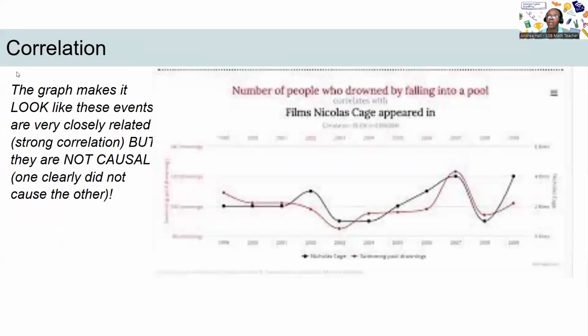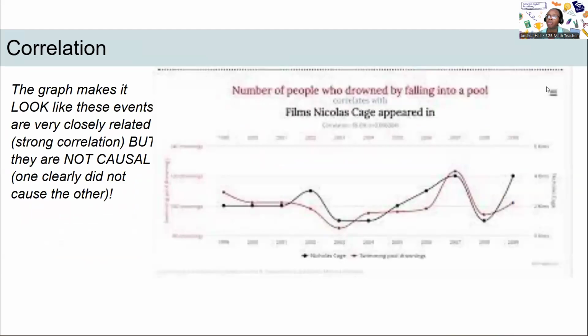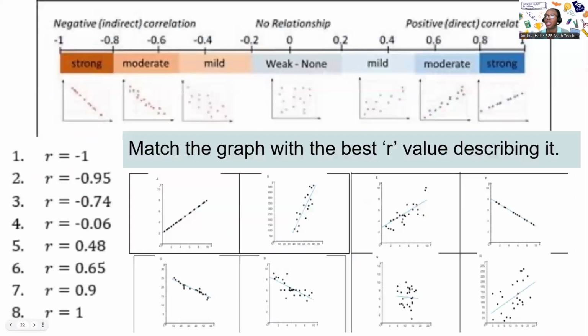All right. Again, the graph makes it look like these events are closely related, a strong correlation, but they are not causal. One clearly did not influence the other. And this is the number of people who drowned by falling into the pool and the films Nicolas Cage appeared in. Okay, that's weird. The number of people who drowned in the pool is definitely not a cause of the films Nicolas Cage appeared in. There's a correlation, but there's no causation. So you have to use your critical thinking skills when you're looking for correlation versus causation.